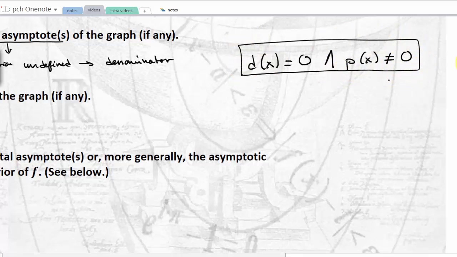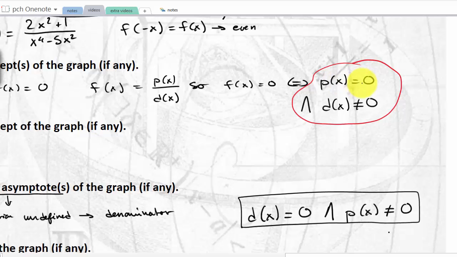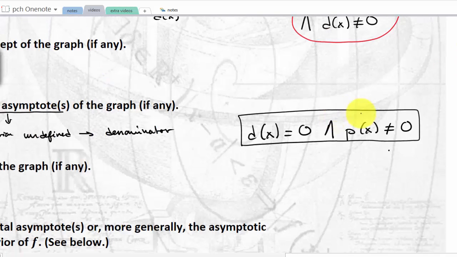So if you look at the other one before, p of x equal to 0 and the numerator 0 and the denominator not 0, that's an x-intercept, right? And then the denominator 0 and the numerator not 0, that's a vertical asymptote, okay?